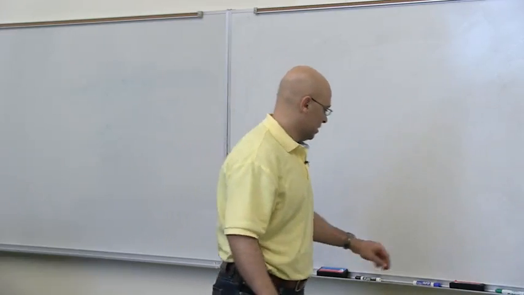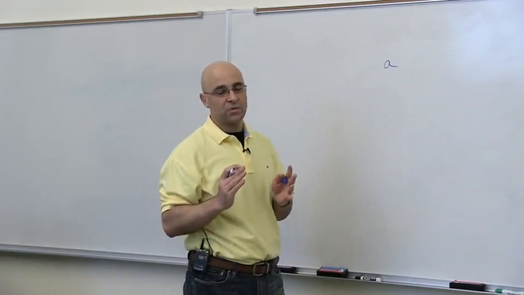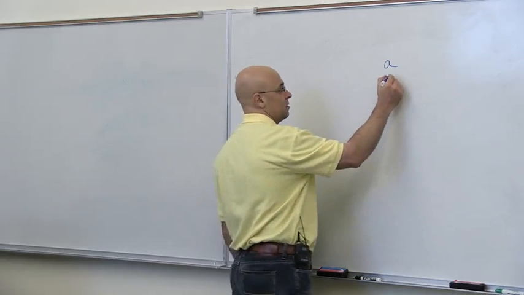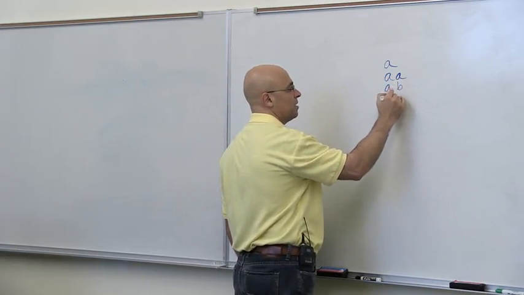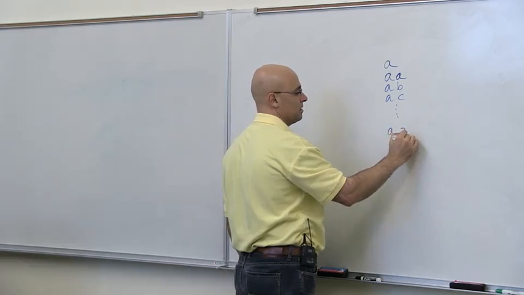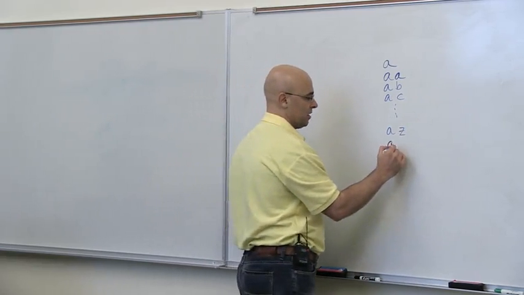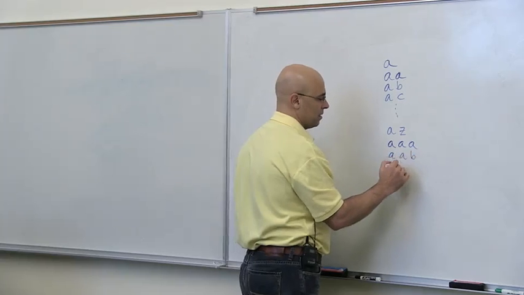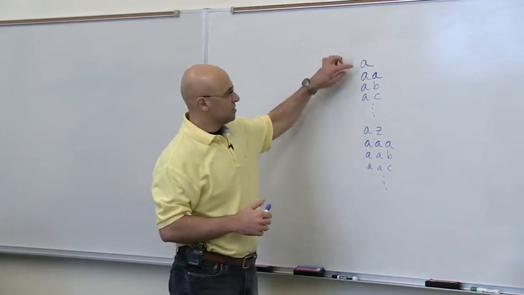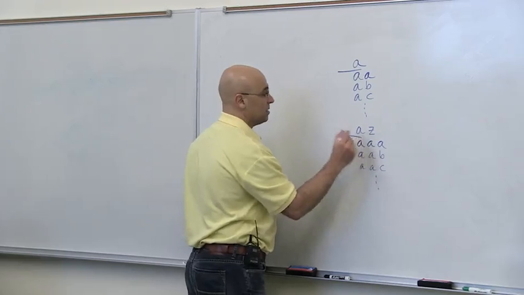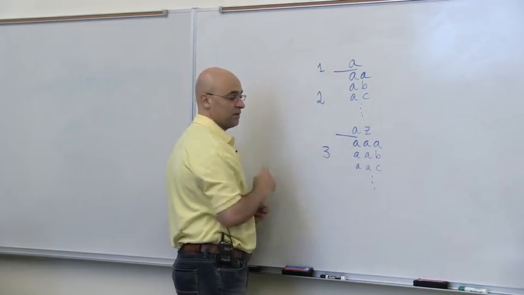So if you think about it, of all the words that start with A of length 1, there's 1. Then of all the words that start with A and of length 2, there is AA, AB, AC, AZ. Then we can think about all the words that start with A of length 3. They are AAA, AAB, AAC, and so on. Notice how I am ordering here. I'm saying, first, we have this. Here are all of them that are of length 1. Here are all the words of length 2. Here are all the words of length 3.